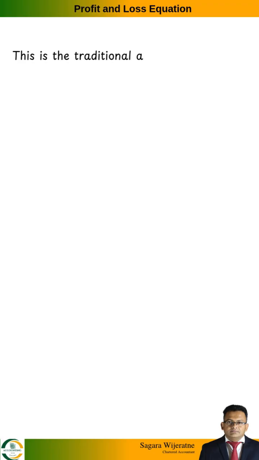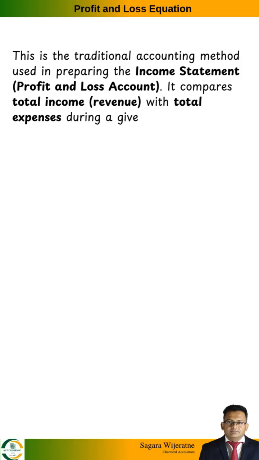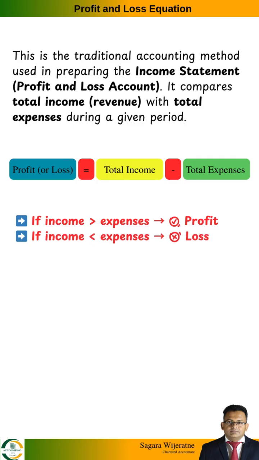This is a traditional accounting method used in the preparation of income statement. It compares total income with total expenses during a given period. Formula: profit or loss equals total income minus total expenses. If the income is greater than expenses, it's a profit. If income is lesser than expenses, it's a loss.